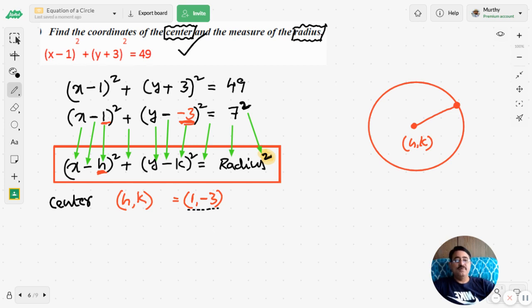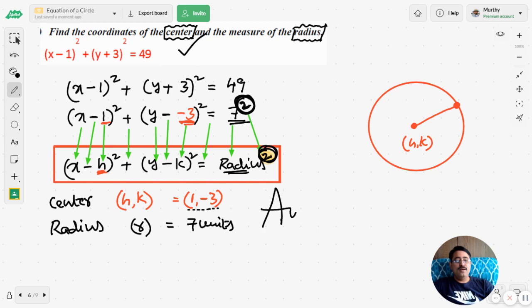And next, radius. You see that here square is matching with square. Therefore what is the value of radius? Notice that here it is 7 units. Okay, therefore radius r equals 7 units. Okay, questions on this?